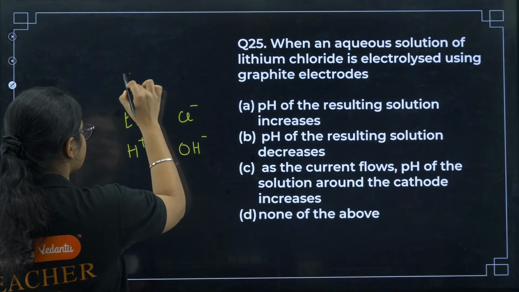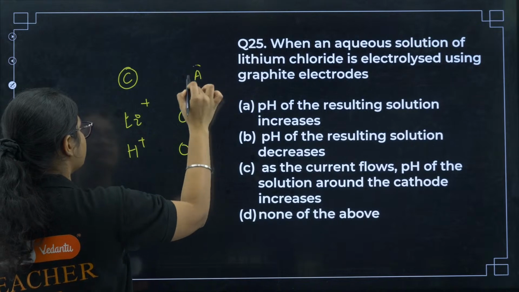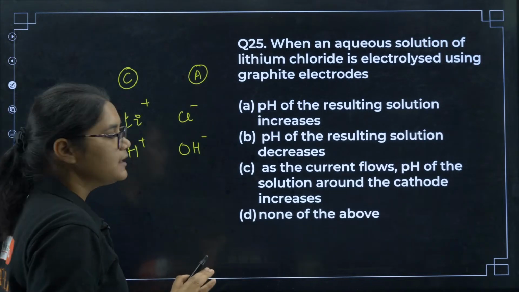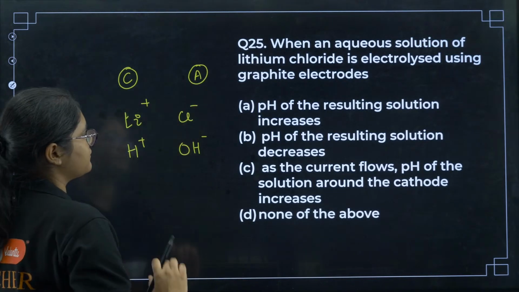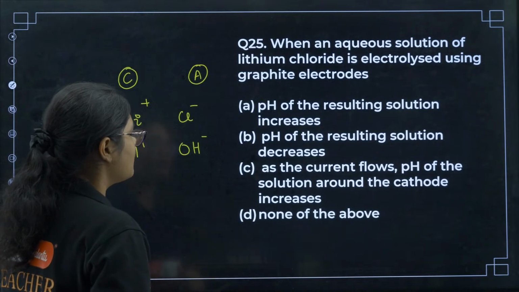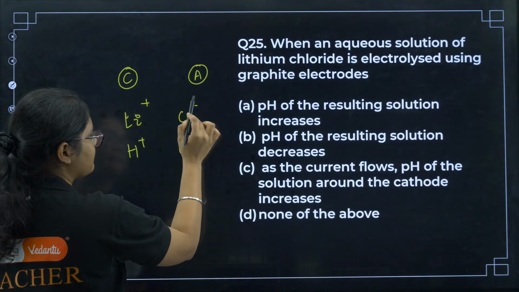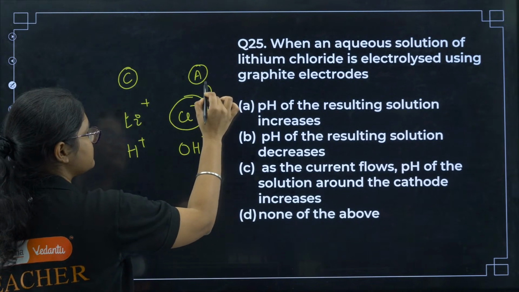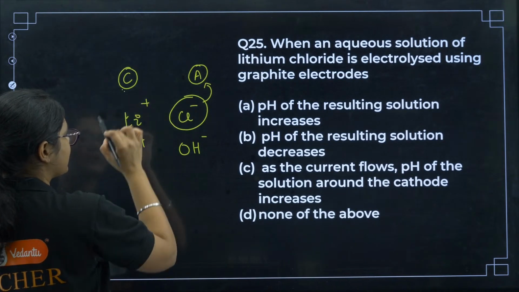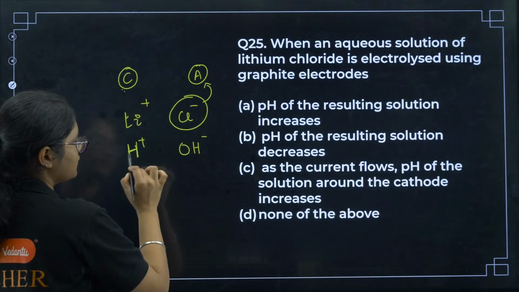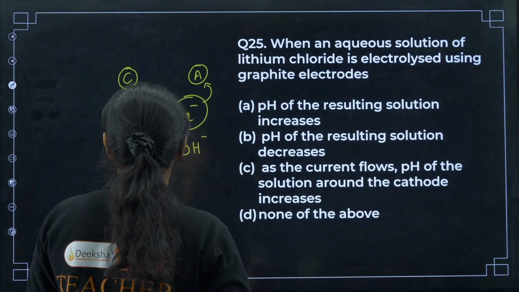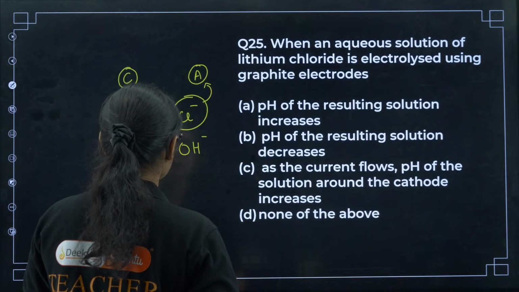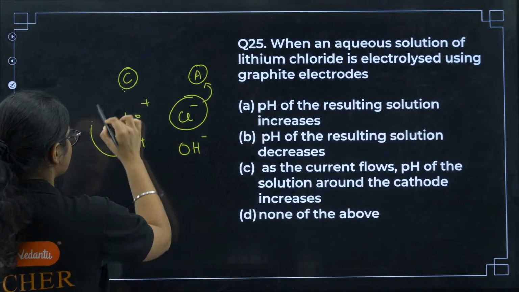See, these two will move towards the cathode, this one will move towards the anode, right? Now what happens at the anode? Cl minus will be there, right? At the anode Cl minus will undergo oxidation. Towards the cathode what will happen? H plus will move, right?